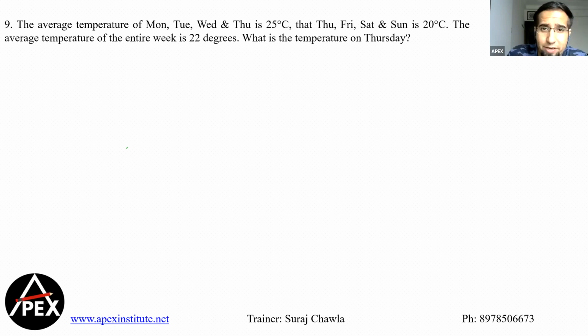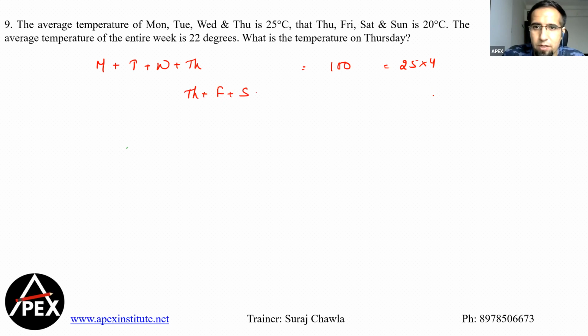Yep. Let's look at it together, guys. The average of Monday, Tuesday, and Wednesday and Thursday. So I can say Monday plus Tuesday plus Wednesday plus Thursday is equal to 25 into 4, that is equal to 100. Then the average of Thursday plus Friday plus Saturday plus Sunday is equal to 20 into 4, that is equal to 80. Now if I add all of them, what do I get here?